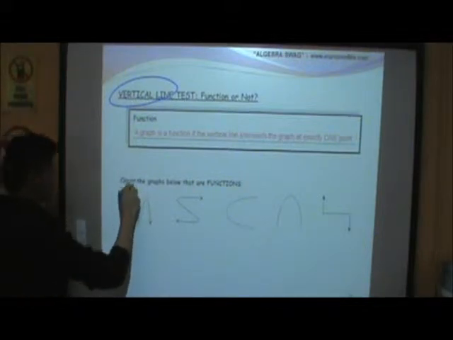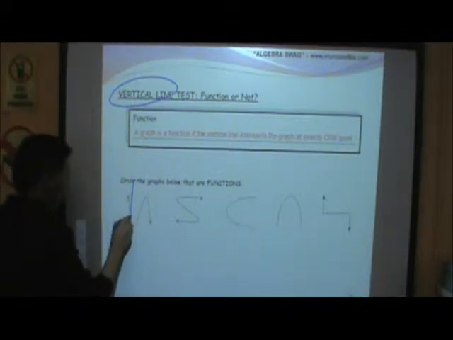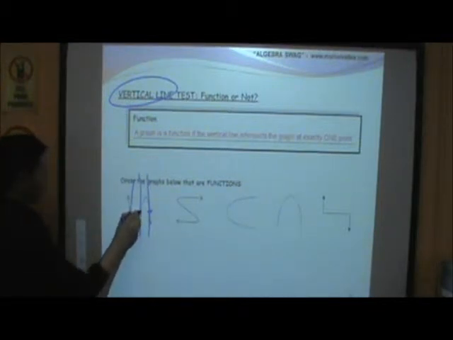So here, this vertical line is crossing the graph at one point. How about this part? Crossing the graph at one point. How about in the middle? Crossing the graph at one point.